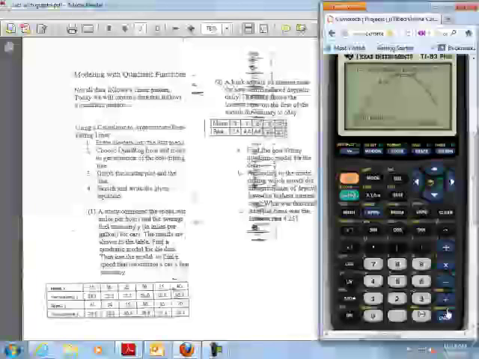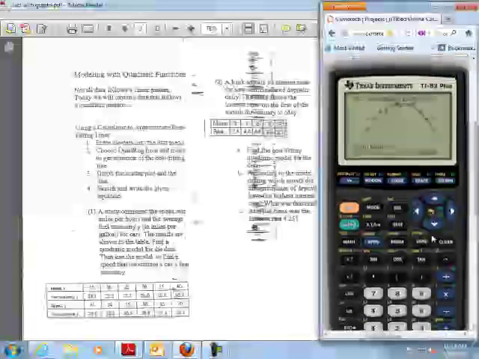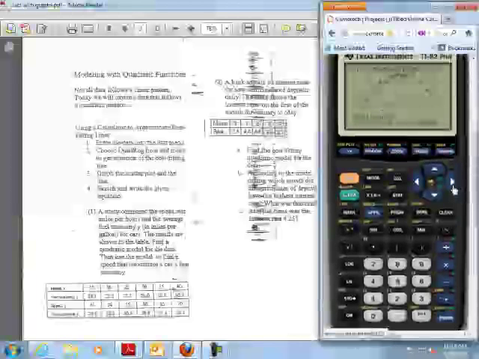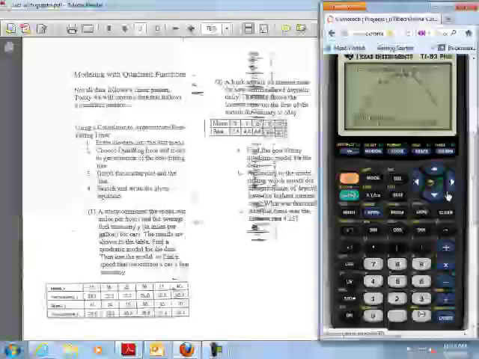Then the question changes to ask about the right bound. So I'm going to take that blinking dot, and move it over to the right-hand side of where I believe my answer is and press enter.